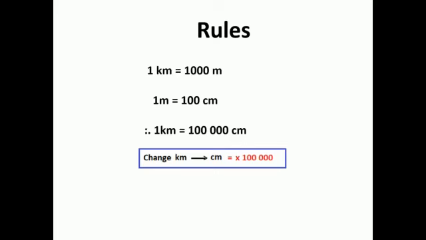Now you understand how we change it, because in real life it is kilometer, in the map it is in centimeter. So you have to make a formula like that. For changing kilometer to centimeter, you have to multiply by 100,000. And if you want to change centimeter into kilometer, you have to divide by 100,000.